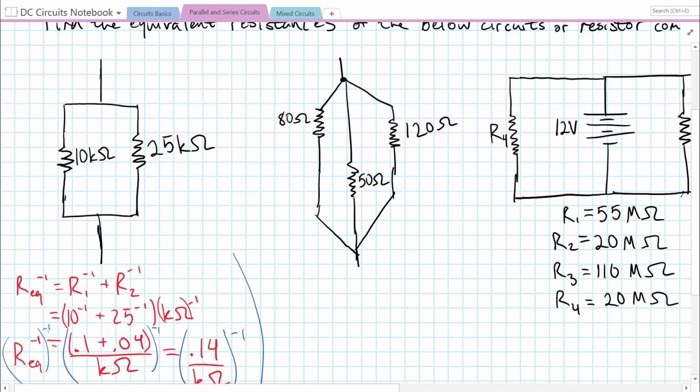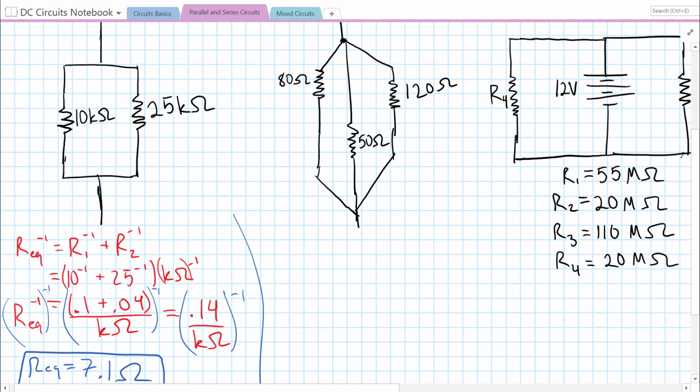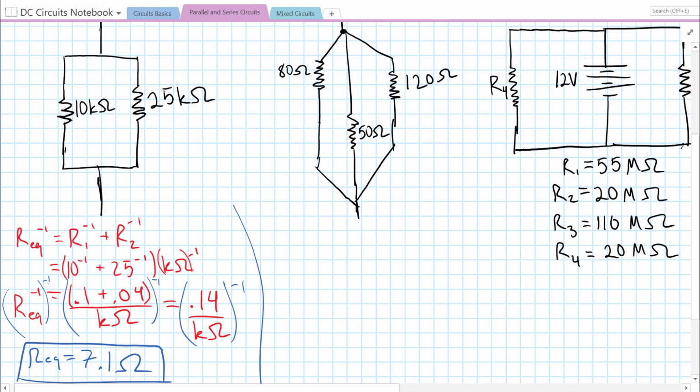Let's do the same thing on this second set of resistors. We have 80, 120, and 50 ohms. So I'm going to write it out. 1 over R equivalent is equal to 1 over 80 ohms plus 1 over 50 ohms plus 1 over 120 ohms. And all we have to do is plug that into our calculator. 1 over R equivalent, or R equivalent to the minus 1, is equal to 80 to the minus 1 plus 50 to the minus 1 plus 120 to the minus 1.